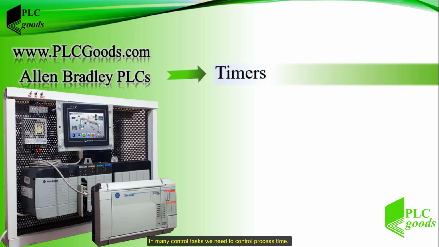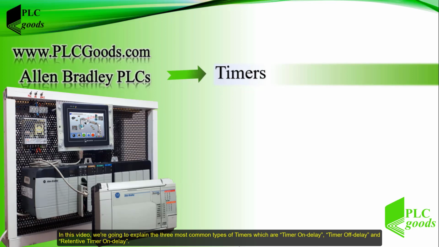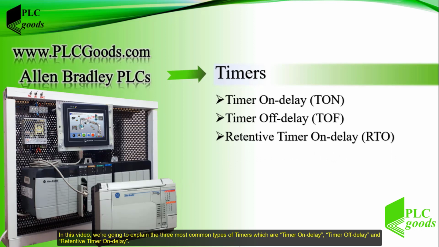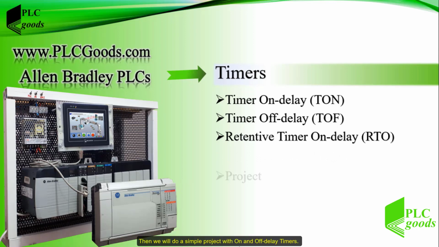In many control tasks, we need to control process time. For example, we might need to activate a motor or a pump for a specific time. In this video, we are going to explain the three most common types of timers, which are timer on delay, timer off delay, and retentive timer on delay. Then we will do a simple project with on and off delay timers.